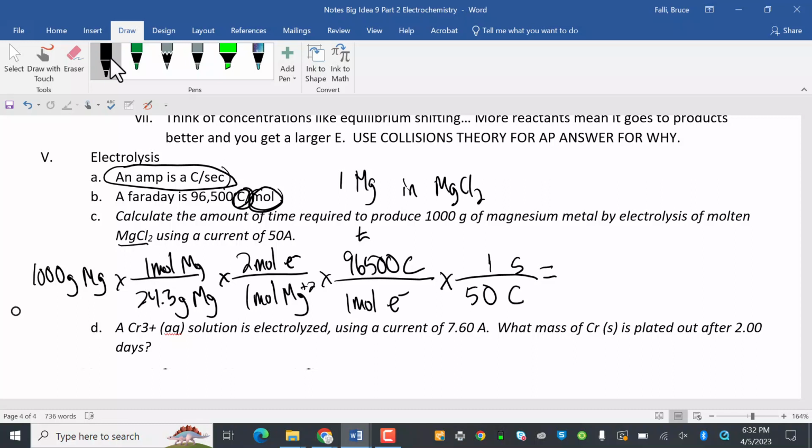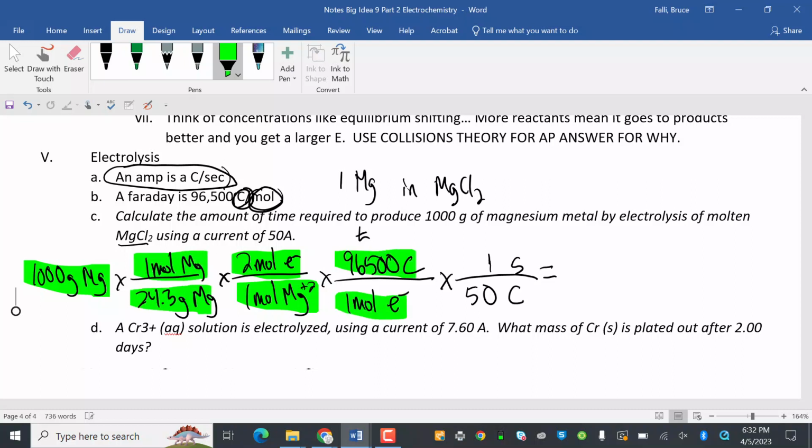Okay, so again, given mass, the metal you're going to have to deal with its charge. As always, go through moles. Charge of an electron, 1 mole of electrons is 96,500, and you'll never write amps ever. You'll do coulombs per seconds or seconds over coulombs.